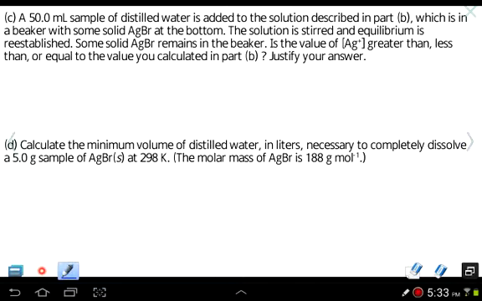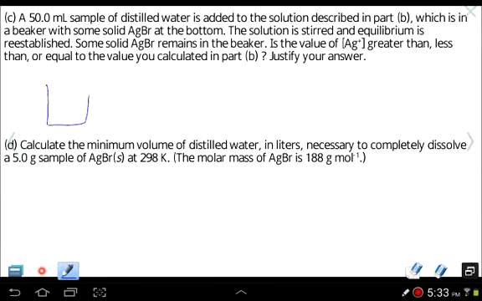Okay, we have another question regarding the same system. A 50 milliliter sample of distilled water is added to the solution described in part B, what we just did, which is in the beaker with some solid AgBr at the bottom, since we had a saturated solution. The solution is stirred, and equilibrium then is re-established. Some solid AgBr remains in the beaker. Is the value of the silver ion concentration greater than, less than, or equal to what you calculated in part B?